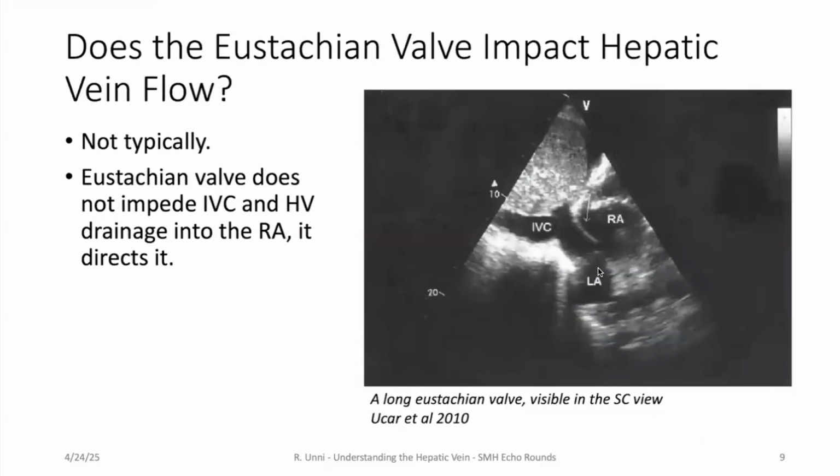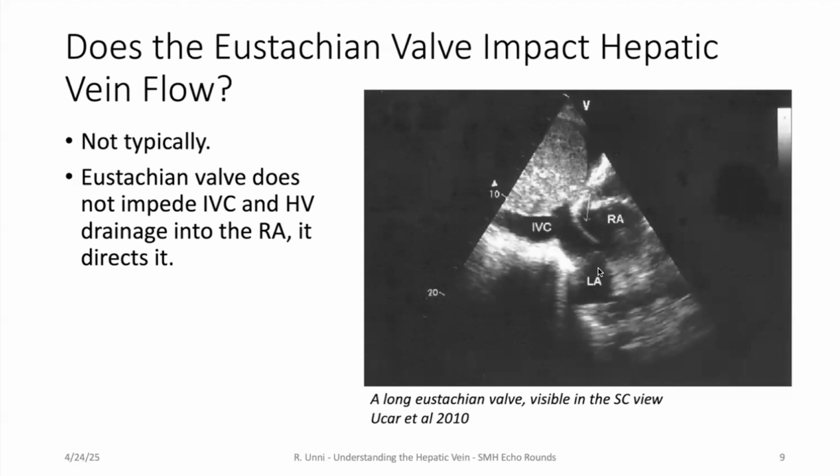Every once in a while, you'll see a big floppy eustachian valve. It typically does not impede either hepatic vein flow, waveforms, or the IVC waveform. As you know, it typically directs flow as it returns through the IVC.